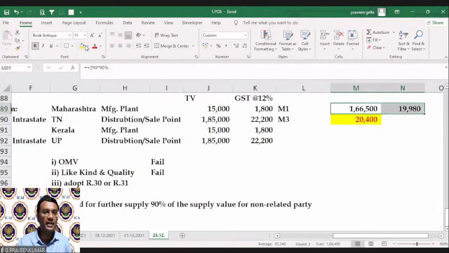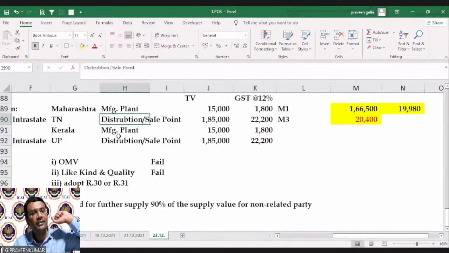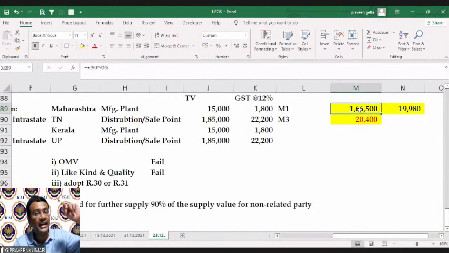I repeat, in case these goods are meant for further supply from your other unit, a related party, to an unrelated party. That means Tamil Nadu is a depot where sales happen to all unrelated parties. So if the sale is happening from Tamil Nadu, the Maharashtra branch has to adopt 90% of the sale value of Tamil Nadu if it is available to an unrelated party. All this they have said.